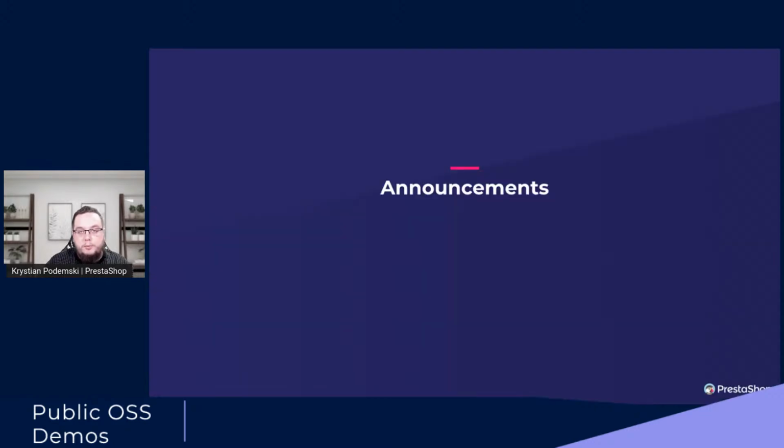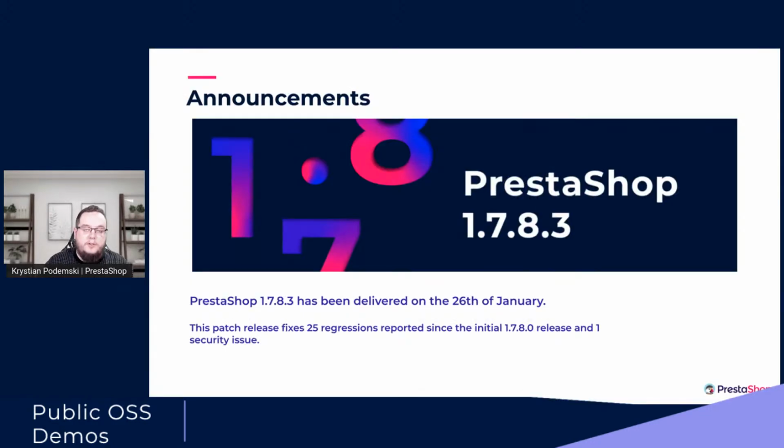And we have one announcement today. PrestaShop 1.7.8.3 was released a couple of days ago. This patch release fixes 25 regressions reported since the initial release of the 1.7.8 and one security issue. As always, we highly encourage you to update your PrestaShop. It's only a patch version, so it shouldn't be hard to update to the newest version.